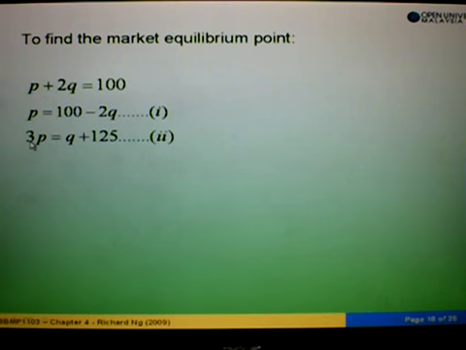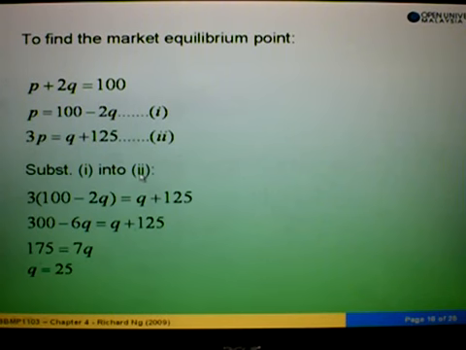So here we use the substitution method in order to find the intersection point. So we will substitute P with 100 minus 2Q into equation 2. Alright, substitute 1 into 2. So substitute P with 100 minus 2Q here. So we have 3P, P is 100 minus 2Q equals Q plus 125. Okay, so rearrange, expand the left hand side. We have 3 times 100, 300, 3 times negative 2Q is negative 6Q equals Q plus 125.